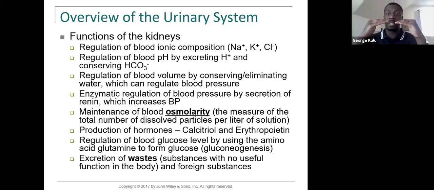If our blood pH gets too high, then we can excrete some bicarbonate, which is kind of a base. By excreting out that extra base, again, we can bring our blood pH back to its normal level. So it's going to be multiple different ions that are going to be able to do different things there.